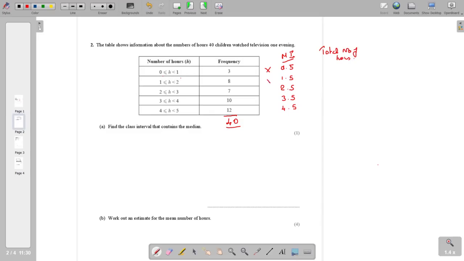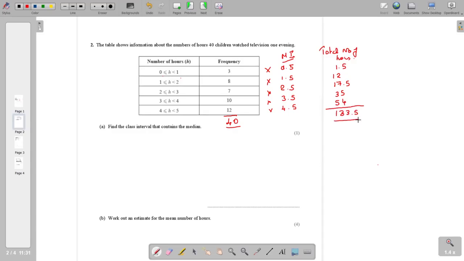So multiply all of them. So that's 1.5, 12, 17.5, 35, and 54. And then you get 133.5 hours in total.